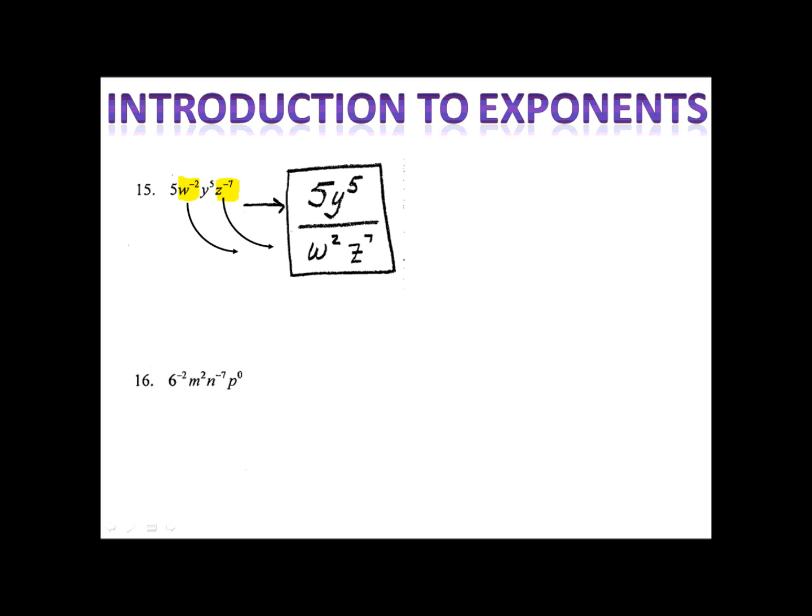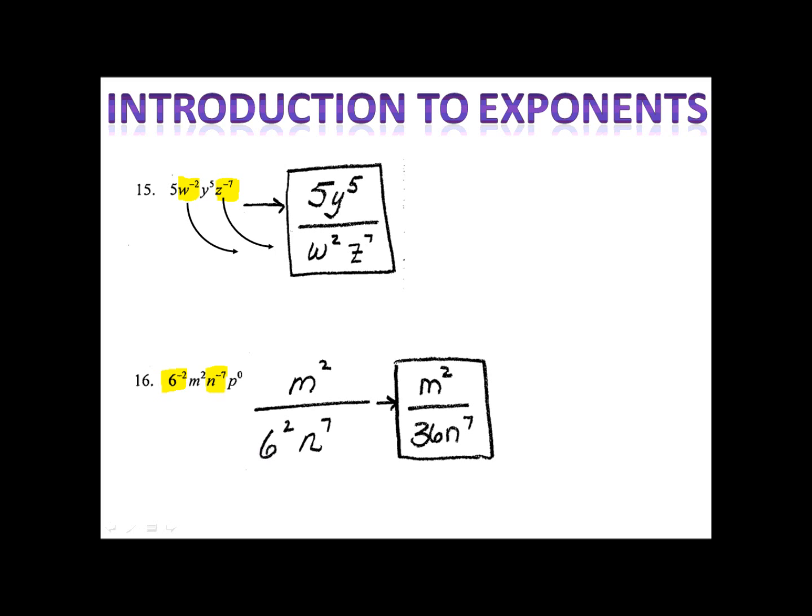Here we have 6 to the negative 2nd and n to the negative 7. Those items are going on the bottom. M squared and p to the 0 stay on the top. Because p to the 0 is simply the number 1, I can just disregard it. That leaves me with m squared over 6 to the 2nd, which is 36, n to the 7th.